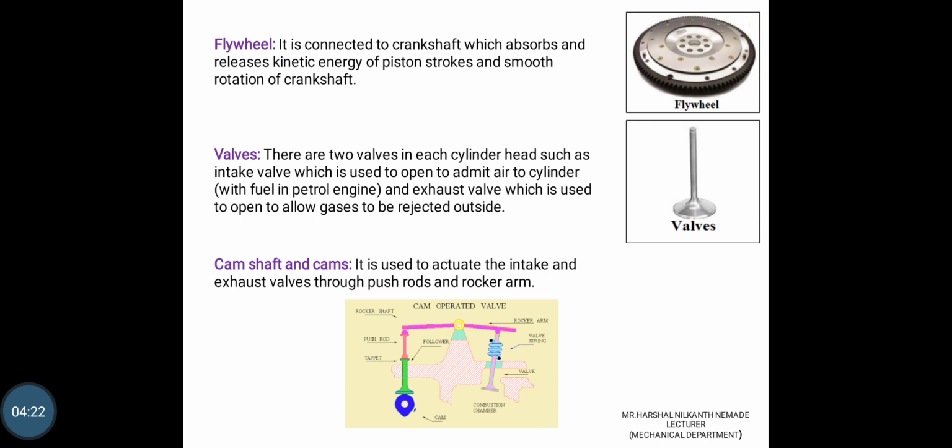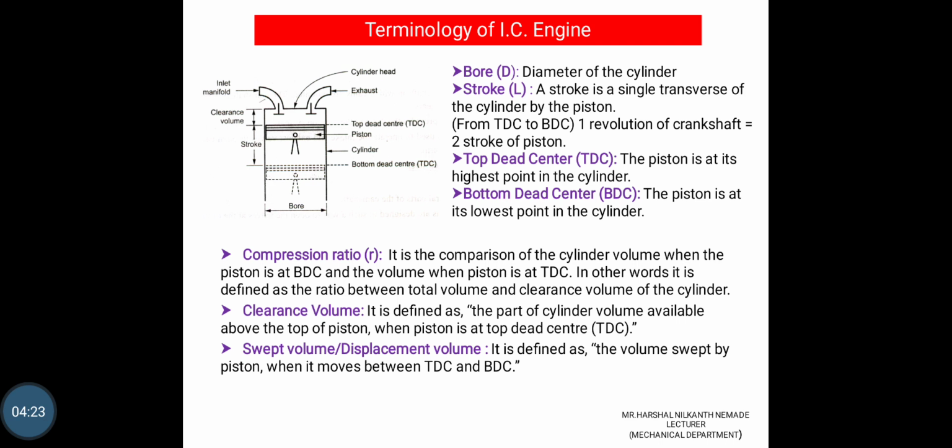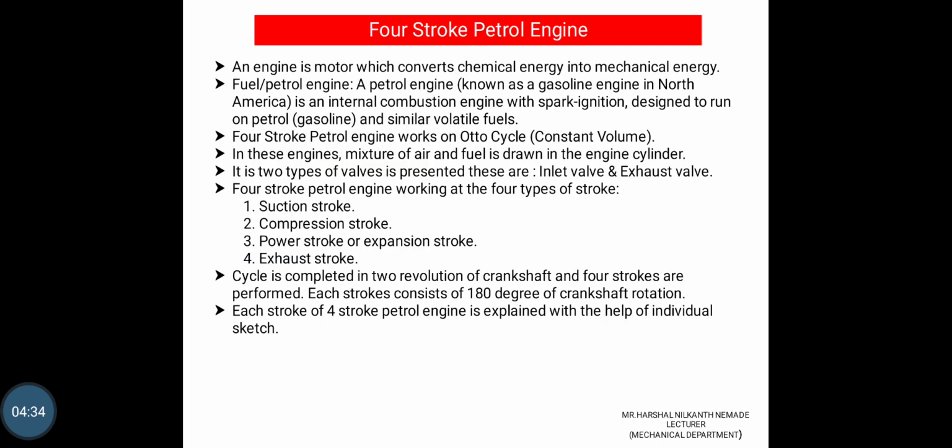Terminologies are there: bore, stroke, TDC, BDC, compression ratio, clearance volume, swept volume. 4-stroke petrol engine. Petrol engine means what? An engine is a motor which converts the chemical energy into mechanical energy. A petrol engine, known as gasoline engine in North America, is an internal combustion engine with a spark plug designed to run on petrol, gasoline and similar volatile fuels.